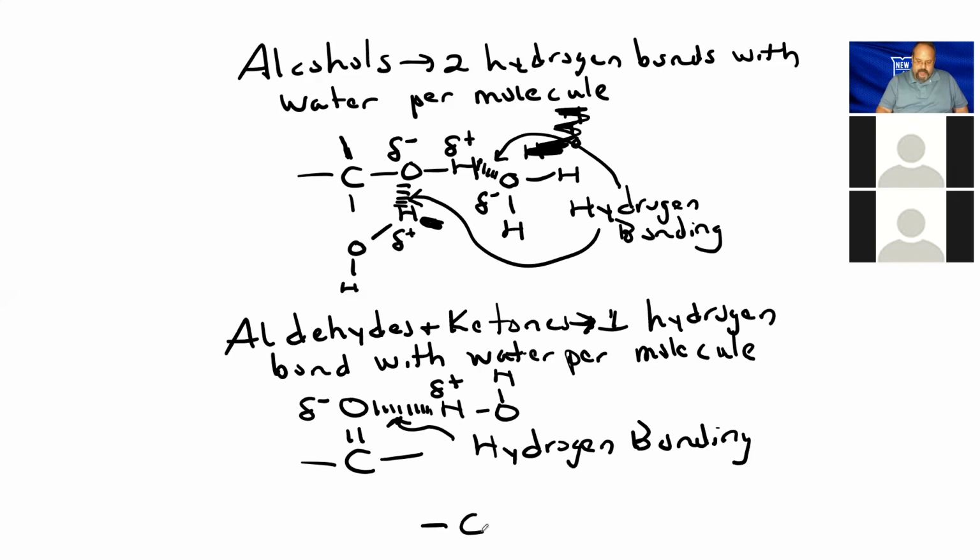Even if you have an aldehyde where you have at least 1 hydrogen on the C double bond O carbon, because this hydrogen is on that carbon, that hydrogen would not be involved in hydrogen bonding. And that's a common mistake I see students make. They say that the hydrogen on the C double bond O carbon of the aldehyde is involved in hydrogen bonding. It's not. It's attached to carbon. And carbon to hydrogen bonds are neutral. So for an aldehyde or ketone, either one, there's one hydrogen bond with water per molecule. Okay.